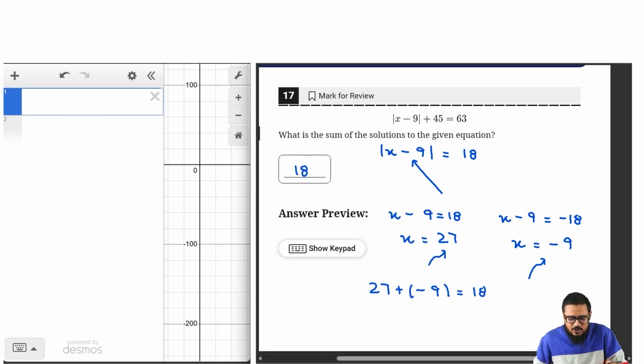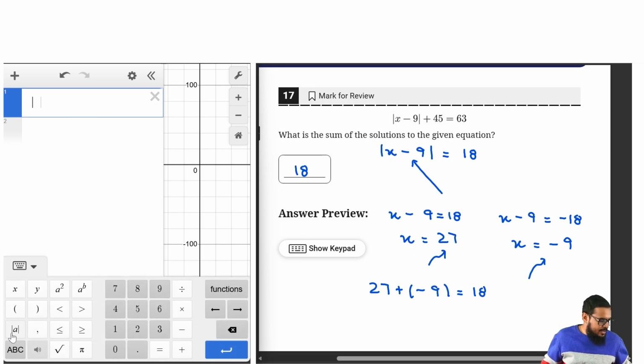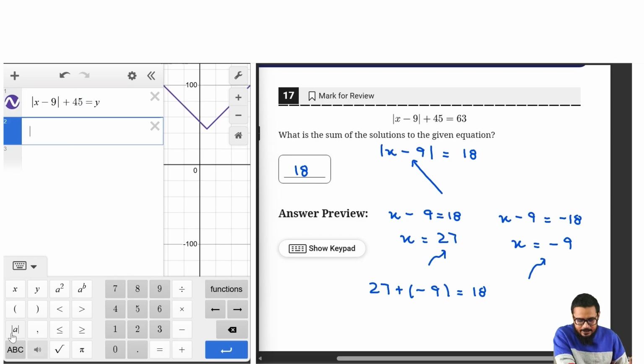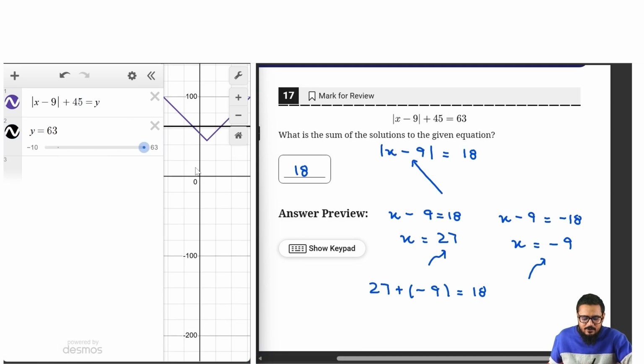Now, if you want to do this question, you can just literally type the entire equation in Desmos, and since I'm looking to figure out the values of x, let's just type this into a different equation. I'm going to start with the mod function. So mod of x minus 9, then mod close, and then plus 45. Instead of writing this as 63, I'm just writing this as y because I really want to look at my intersection points clearly, right? y equals 63. Since the original equation was in the variable x, we're looking to find the value of variable x.